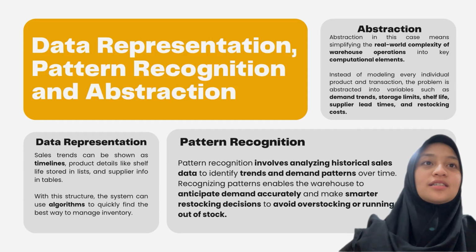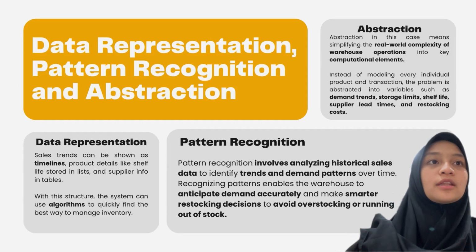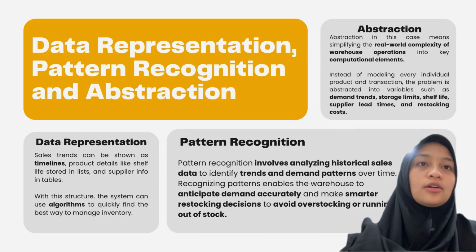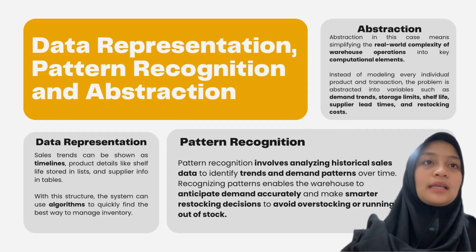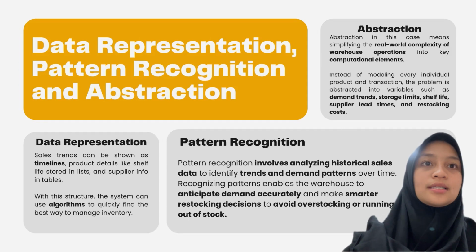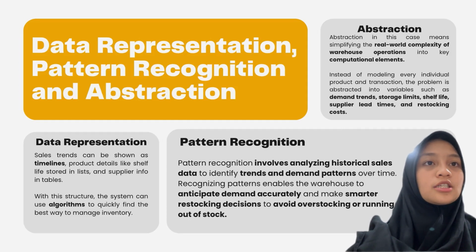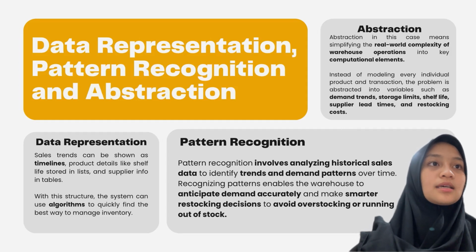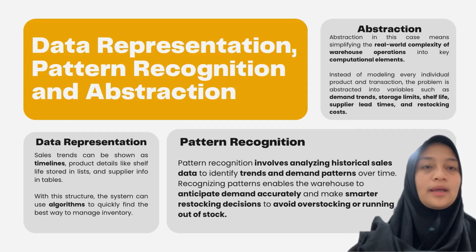On this slide, I will explain three important concepts in solving the warehouse inventory management case. The first one is data representation. It helps the system process information efficiently. For example, sales trends can be shown as timelines, product shelves can be stored in simple lists, and supplier info organized in tables. This structure makes it easier for algorithms to decide the best way to manage inventory.